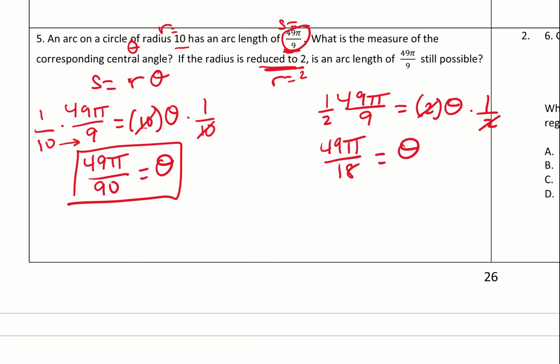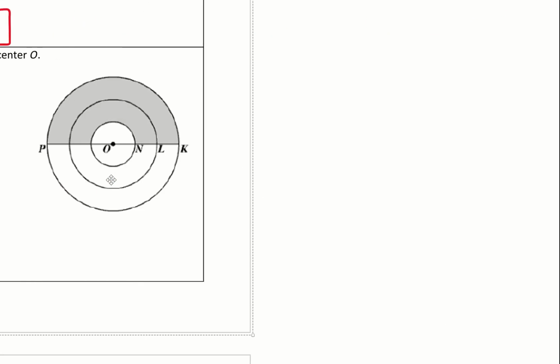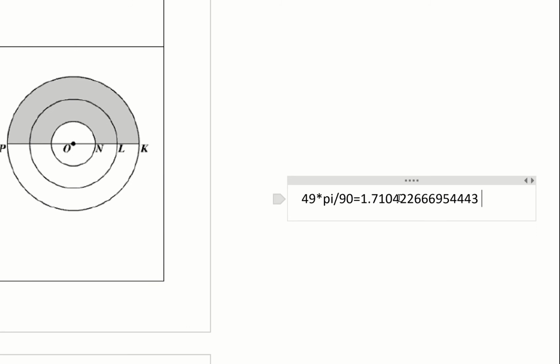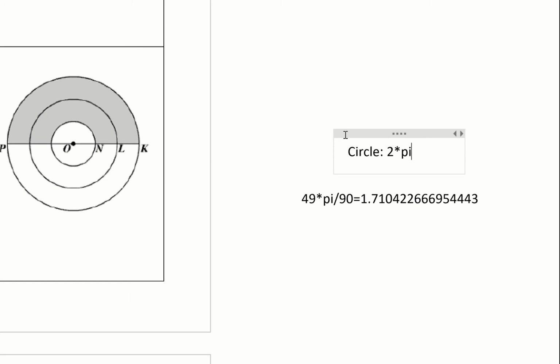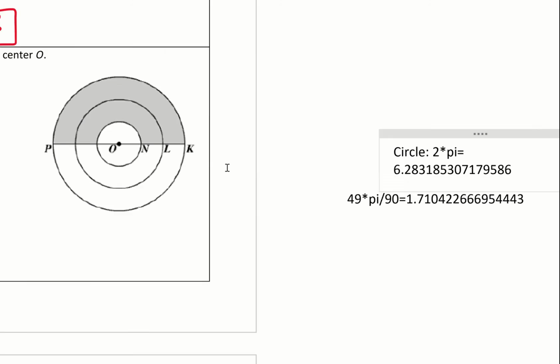So is this possible? Well, 49 pi over 90, if we were to plug that in, let me actually do it over here. So 49 times pi over 90. So that's 1.71 radians. Remember that a full circle is 2 times pi radians. So a full circle is 6.28. And so far we only got 1.71. So this is not even half of the circle.